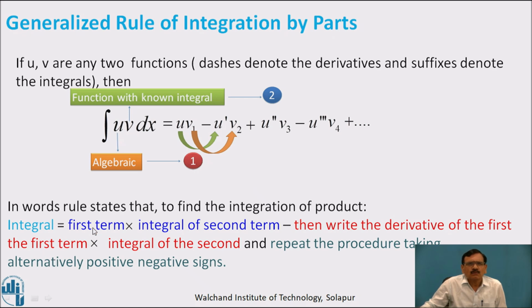In words, the rule states that to find the integration of a product of two functions, the integral is equal to the first term into the integral of the second term, then minus sign, then write the derivative of the first term into the integral of the second term, and repeat the procedure taking alternately positive and negative signs.